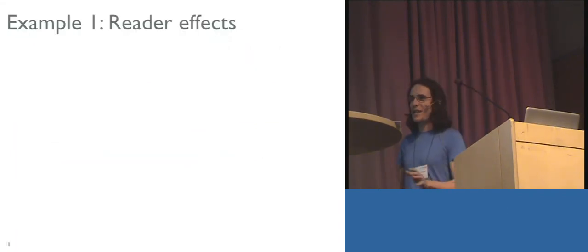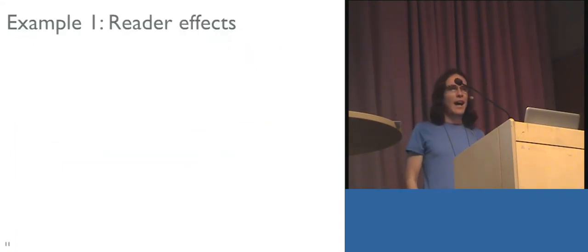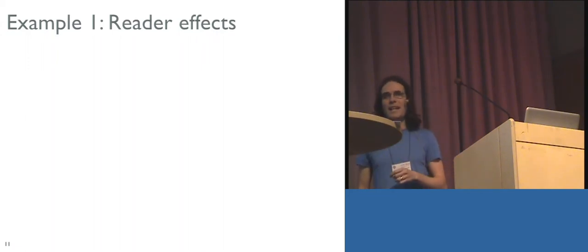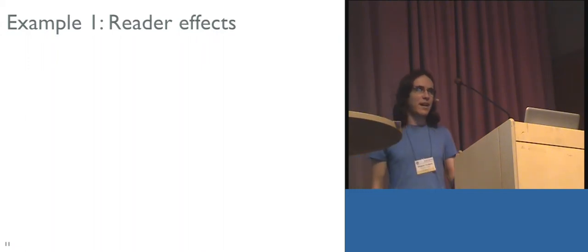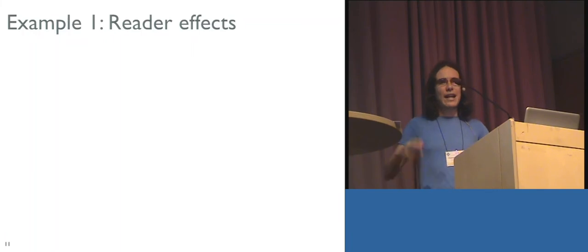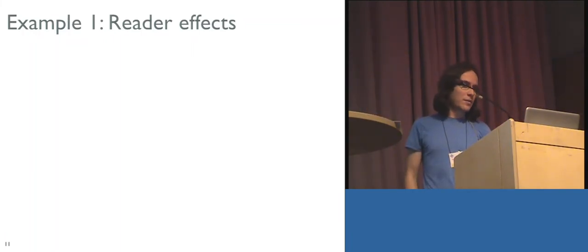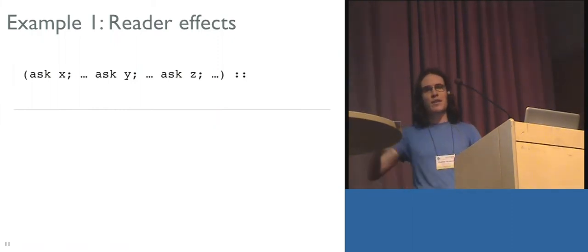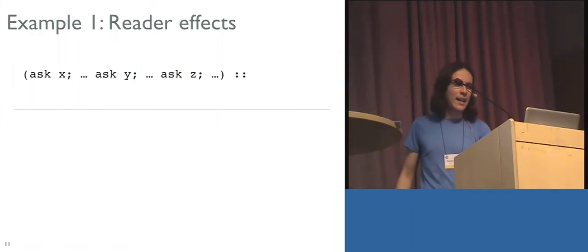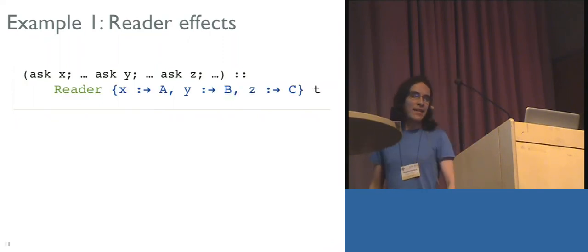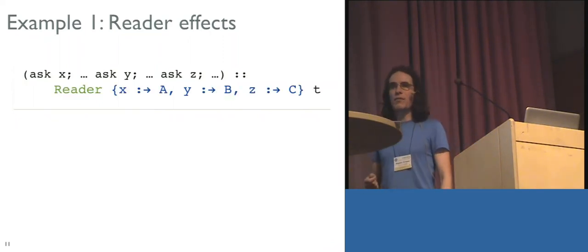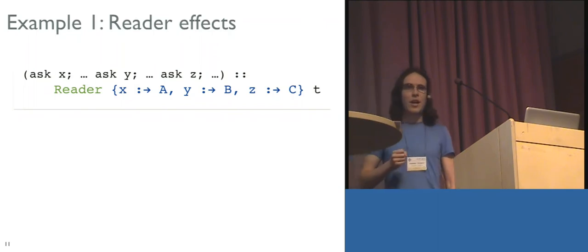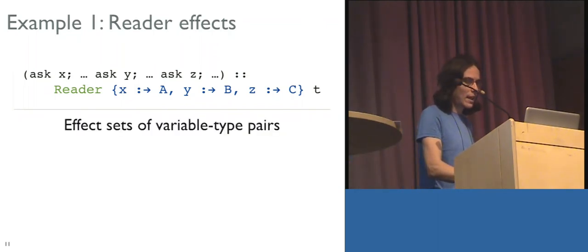Right, so first example, reader effects. I'll go back to state, but it's more complicated to show you, so it's easier just to go with reader. So reader effects, it's like having some memory that we can read or some global variables. And we want to have terms that are something like this. We ask for some different things, x, y, z, and then we end up with a type that says which things we've read and tells us the types of those things.